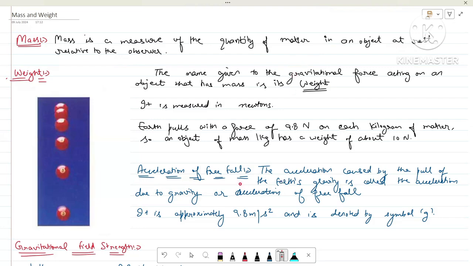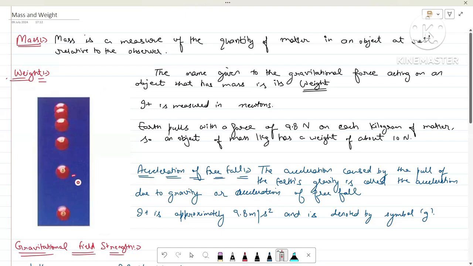Now to understand the concept of weight, let's consider this example. A ball is dropped from a certain height and, using a camera, different pictures are taken at regular intervals of time, meaning each picture is taken after, let's say, 10 seconds, 5 seconds or 0.1 seconds. The time interval is the same, but we can see that initially the distance between the pictures is less, then slowly it is increasing. What does that mean? In the same interval, the ball is covering more distance.